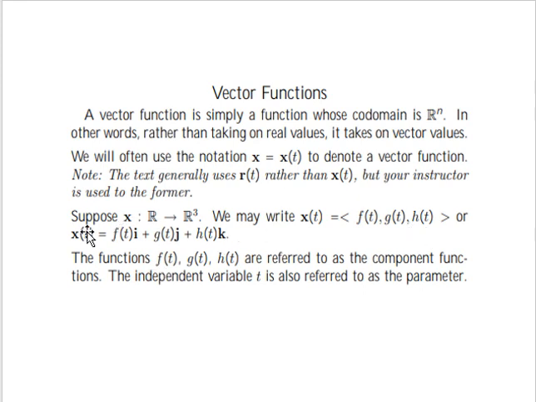So the vector function is simply saying that other than the points, the points will be replaced by some functions of the same parameter. That is, if I write a point as 1 into i plus 2 into j plus 3 into k, in a vector function the same point can be replaced by three different functions, f(t) into i, g(t) into j plus h(t) into k.